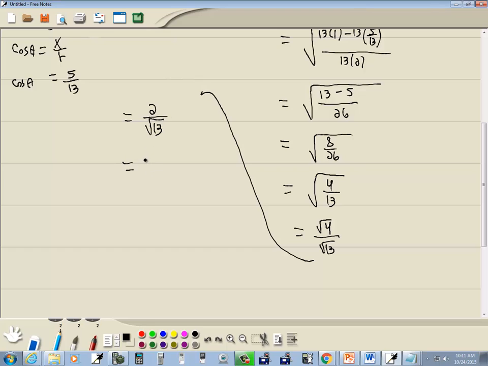Now we can't have a square root in the denominator, so we'll multiply the top and bottom by that square root. Multiply the top part by square root of 13 and the bottom part by square root of 13. That gives us 2 square root of 13 over square root of 13 times square root of 13, which is 13. So that'd be our answer.